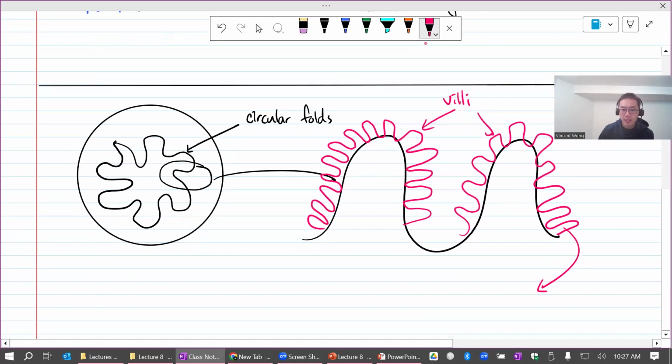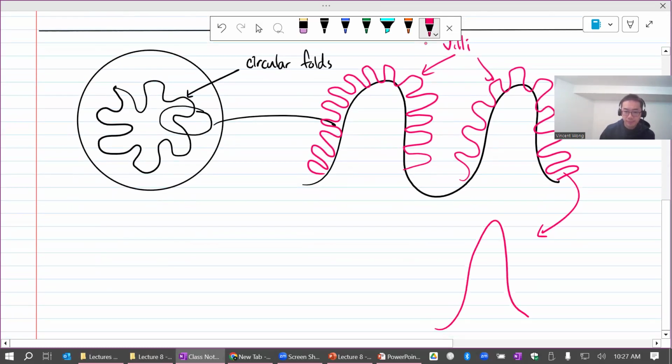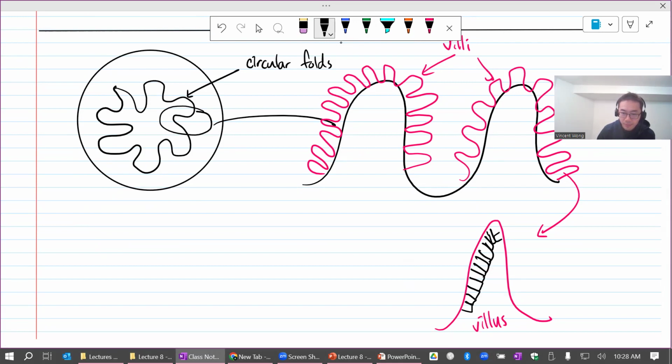And then if you zoom in into a villi, this is called villus now, singular. They are made up of cells, and the cells have more foldings on them. So they are like folds on top of folds on top of folds. These extra folds, they are called microvilli.